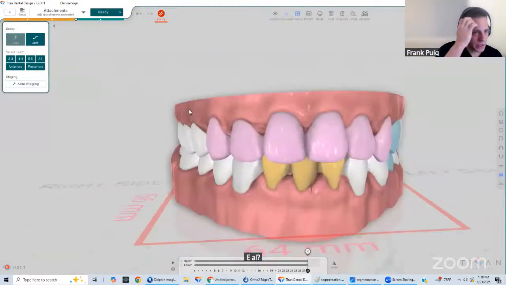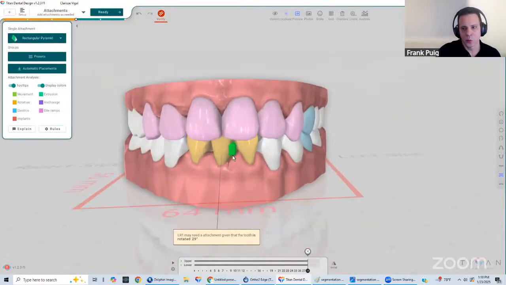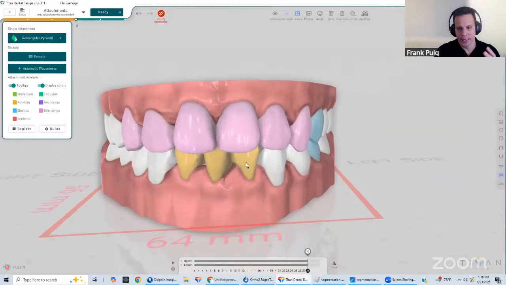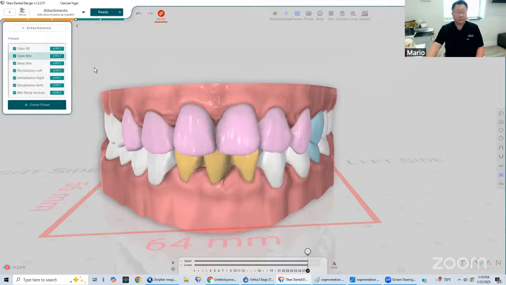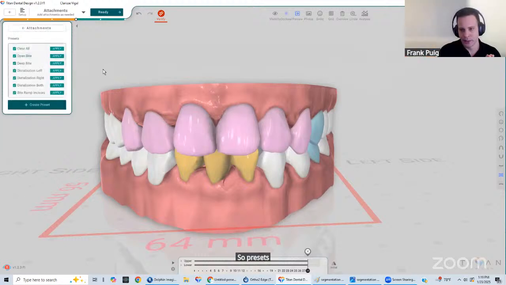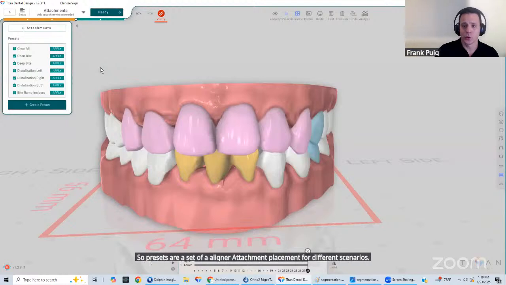So in the attachment section, by default, we do the analysis and we tell you what we're suggesting and things like that. But in the panel on the left, you see that there is presets. So Ty, can you click presets? It's the second button from the top, that one. So presets are a set of aligner attachment placements for different scenarios, and you can create your own scenarios.